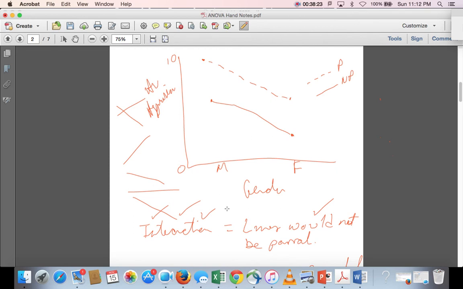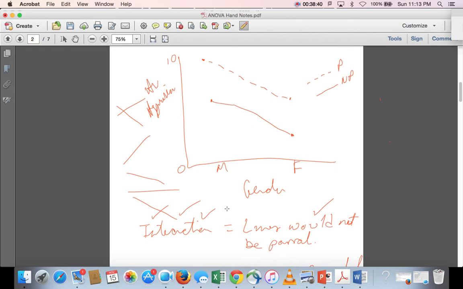Now, what happens in the case where we do find that there is an interaction? In the case where we find that there is an interaction, there are different types of interactions that may exist. What are those different types of interactions? There are two types of interactions that may be present in our data.